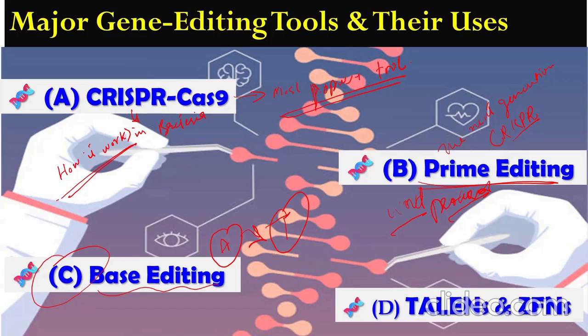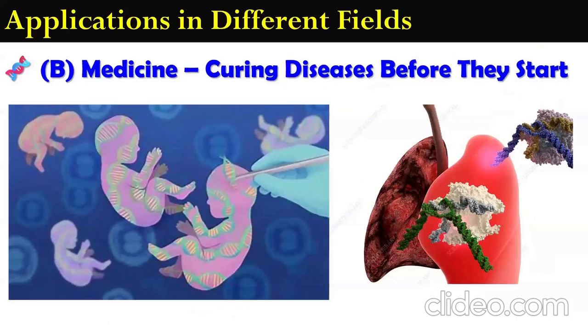And the last one is TALENs. These are TALENs and ZFNs. These are the old but yet effective tools. They work like CRISPR. So the important part is the application of this DNA editing, gene editing technology.